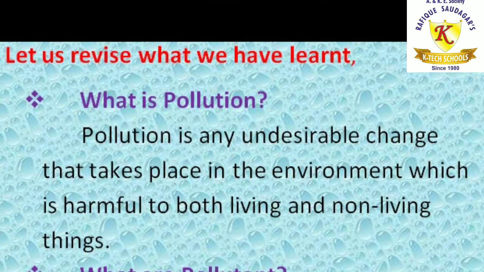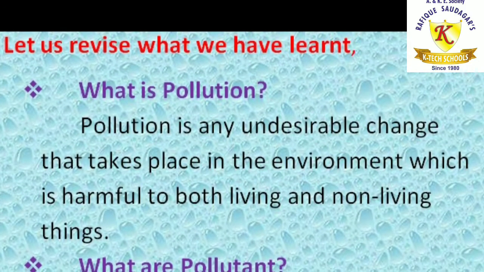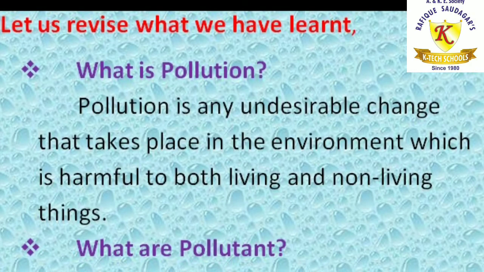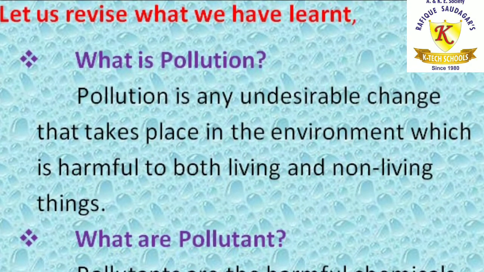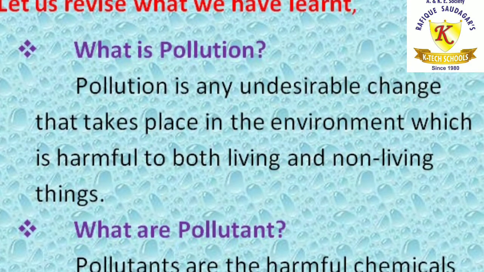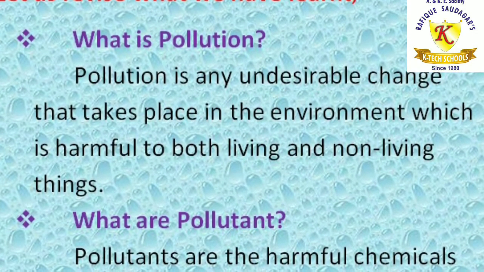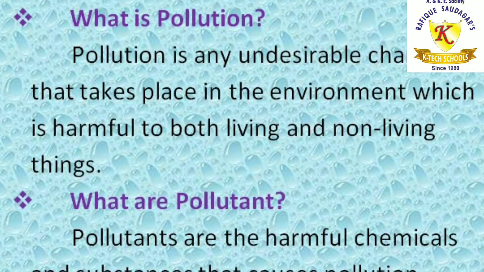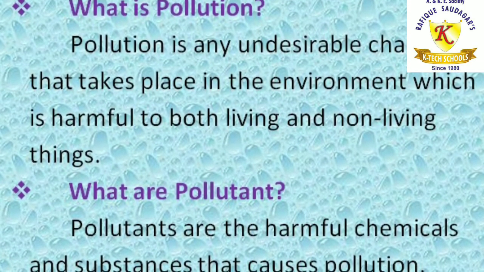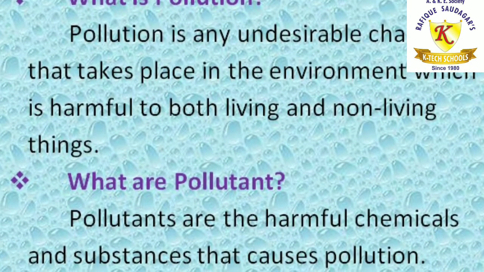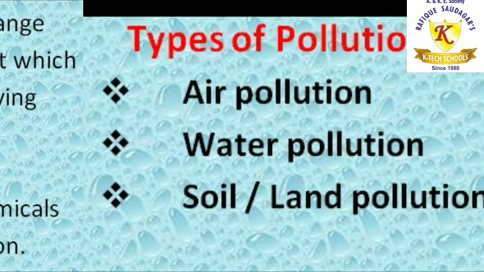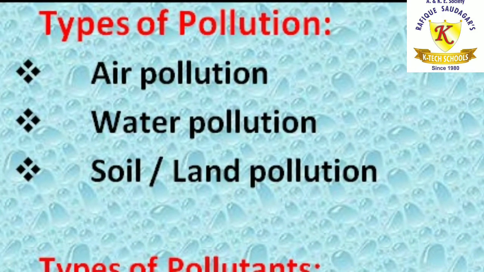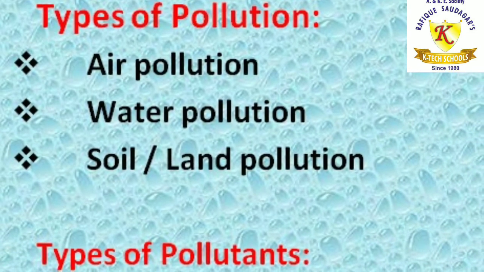Let us revise what we have learned. What is pollution? Pollution is any undesirable change that takes place in the environment which is harmful to both living and non-living things. What are pollutants? Pollutants are harmful chemicals and substances that cause pollution. What are the types of pollution? Air pollution, water pollution, soil or land pollution.